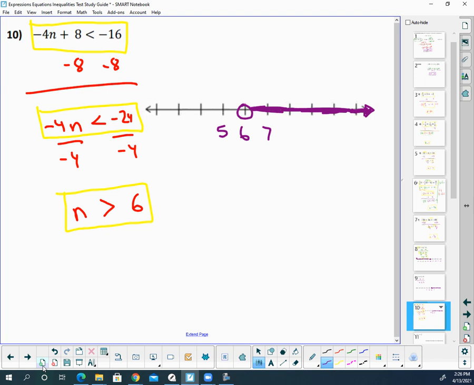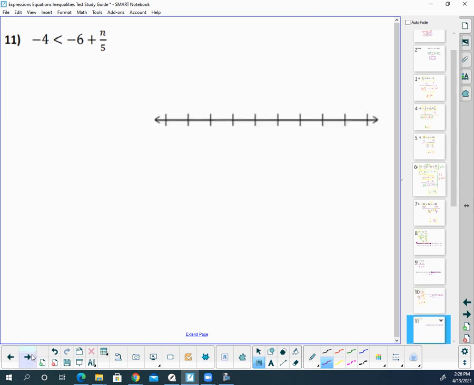Let's move on to number 11. Number 11, negative 4 is less than negative 6 plus n over 5. This one's going to be a little interesting. I'm going to talk about it when I get to the last step. Add 6 to both sides, and I get negative 4 plus 6 is positive 2, is less than, that's a zero pair, n over 5.